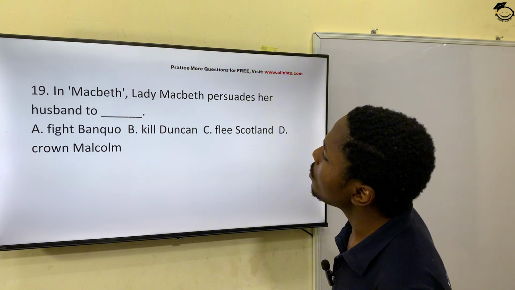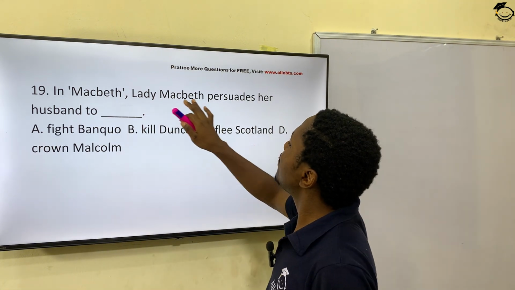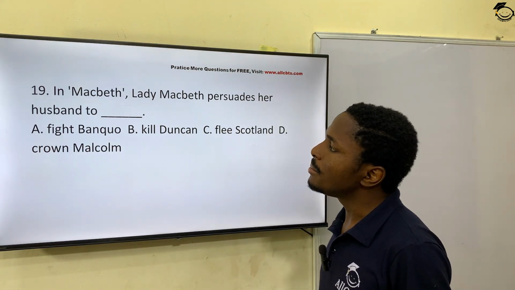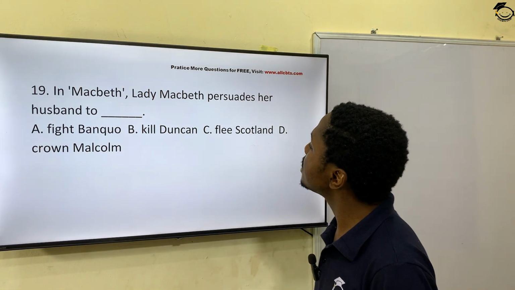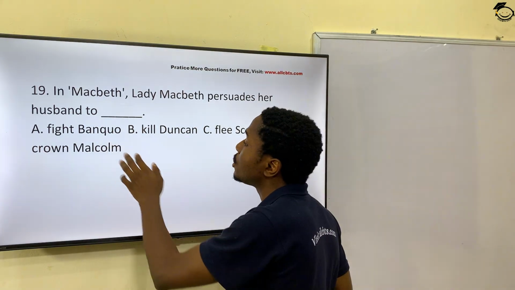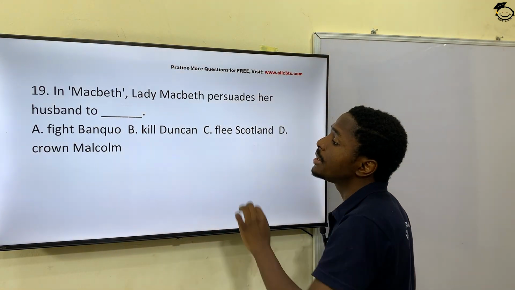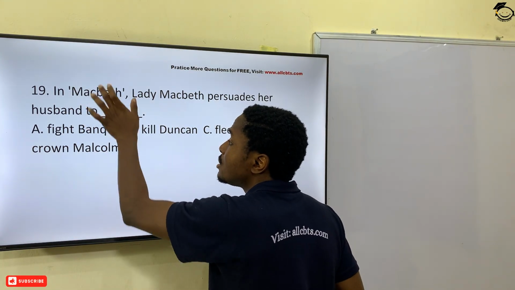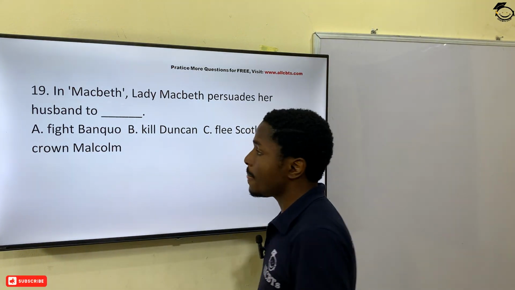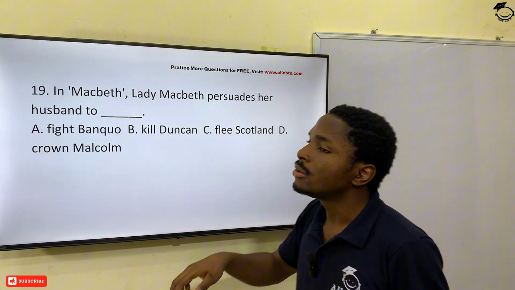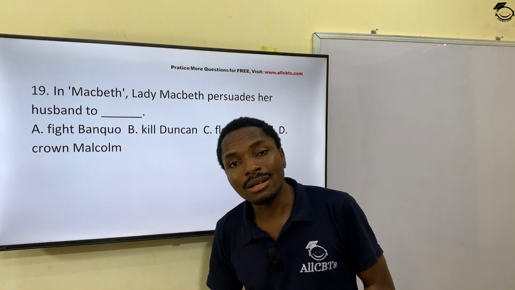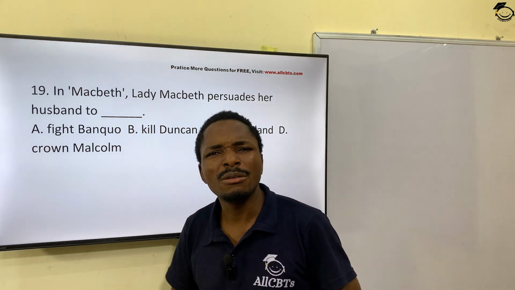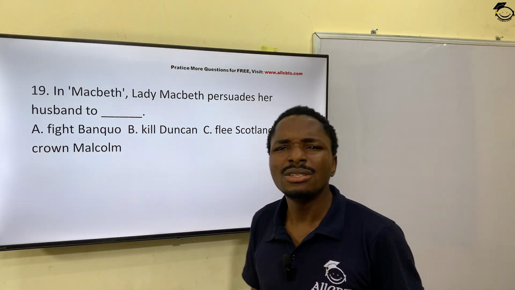19. In Macbeth, Lady Macbeth persuades her husband to what? Is it fight Banquo, kill Duncan, flee Scotland, or crown Malcolm? So Lady Macbeth, in this book, this is the title of the writing. And Lady Macbeth was the bad character in the book. Her husband was not prone to doing bad stuff, but she's like that.